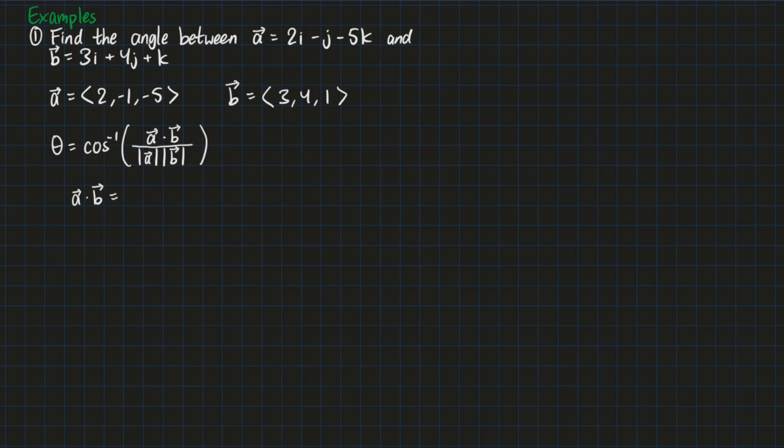So first we multiply the x components, which is 2 and 3. We add it with the product of the y components, negative 1 and 4, and add again the product of the z components, negative 5 and 1. So this is 6 minus 4 minus 5. This ends up being negative 3.